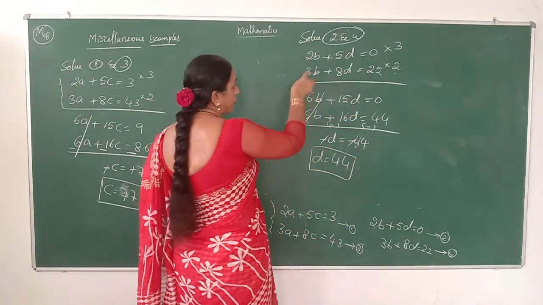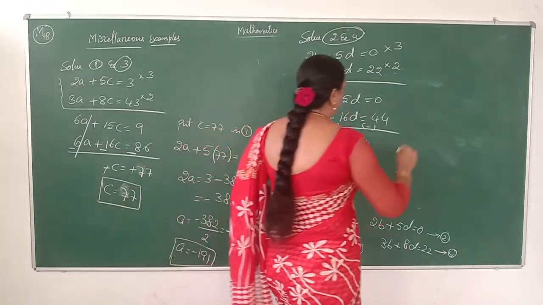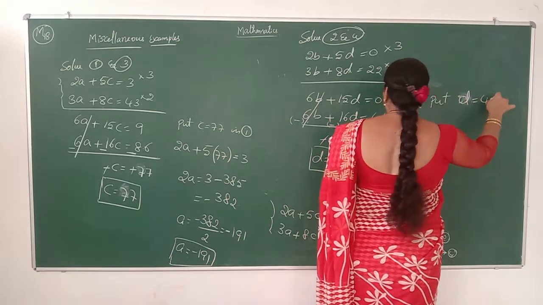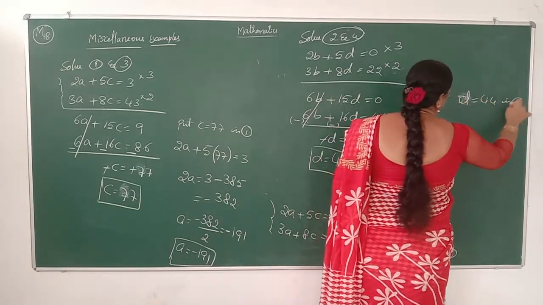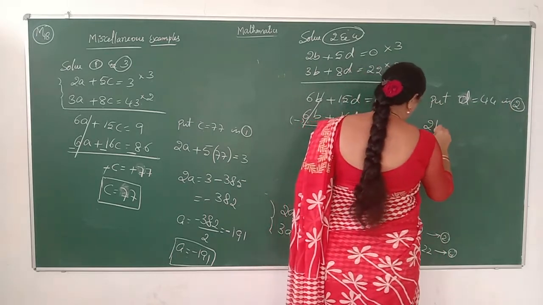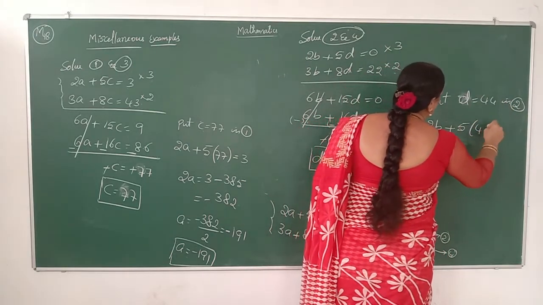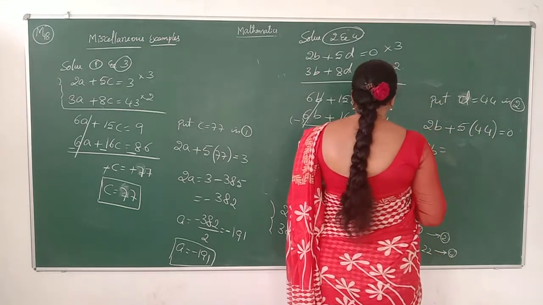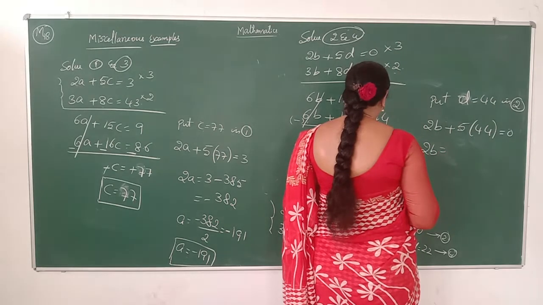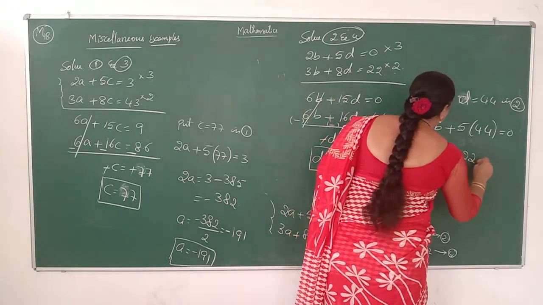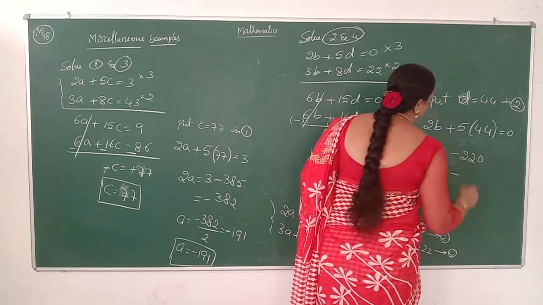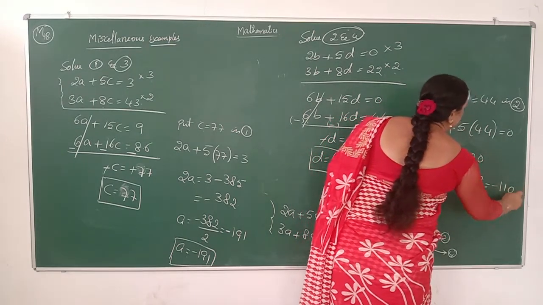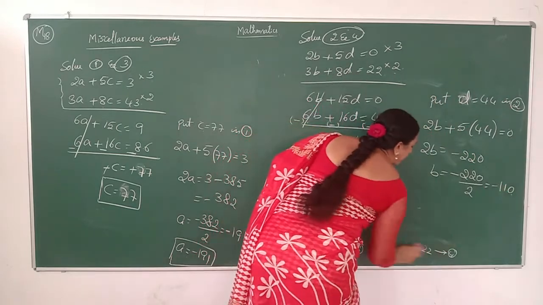Such a value can be substituted in any one of these two equations. Put D equal to 44 in equation 2. That is 2B plus 5 into D, that is 44, is equal to 0. Therefore 2B is equal to minus 44 into 5, which is minus 220. Therefore B is equal to minus 220 divided by 2, which is minus 110. So this is the value of B.